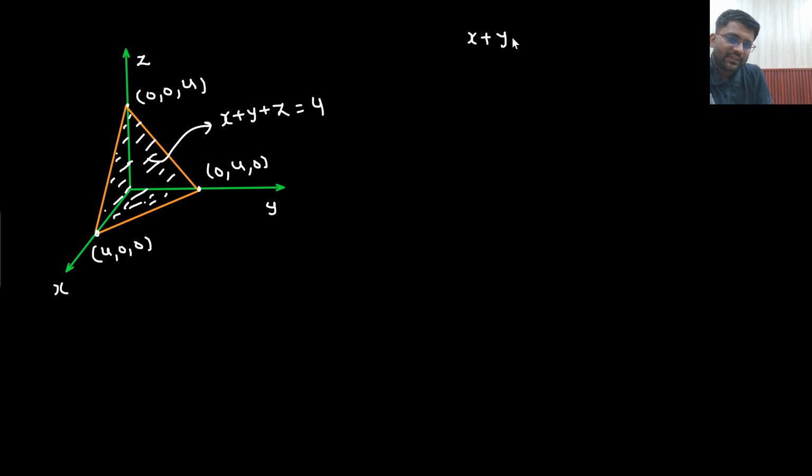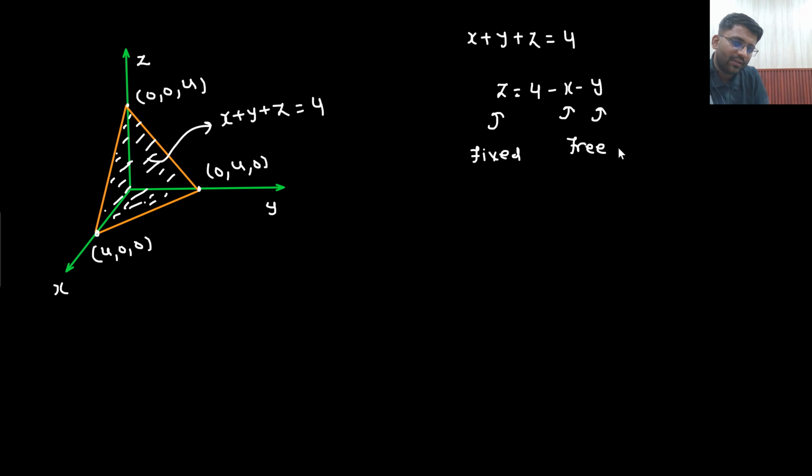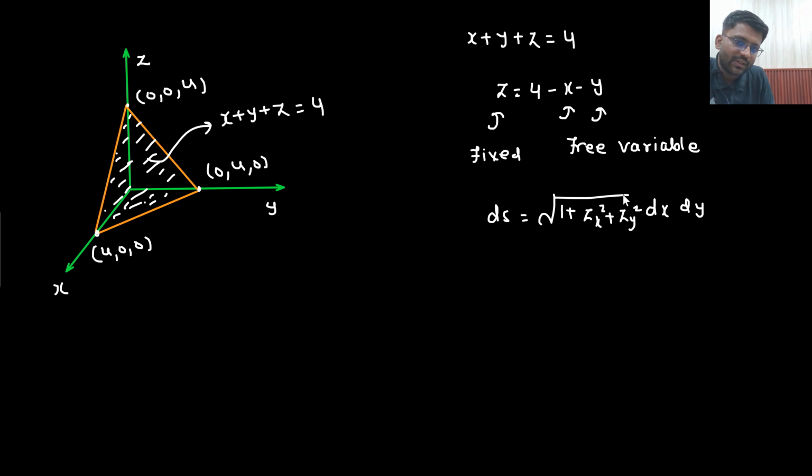The equation is x plus y plus z equals 4. What I can do is write z equals 4 minus x minus y. x can be a free variable, y can be a free variable, but z will be fixed. So how could my dS be written? It could be written in the dx dy format. But is that correct? Absolutely not. Only dx dy is not correct. Along with that, another factor would come into action: square root of 1 plus zx squared plus zy squared.